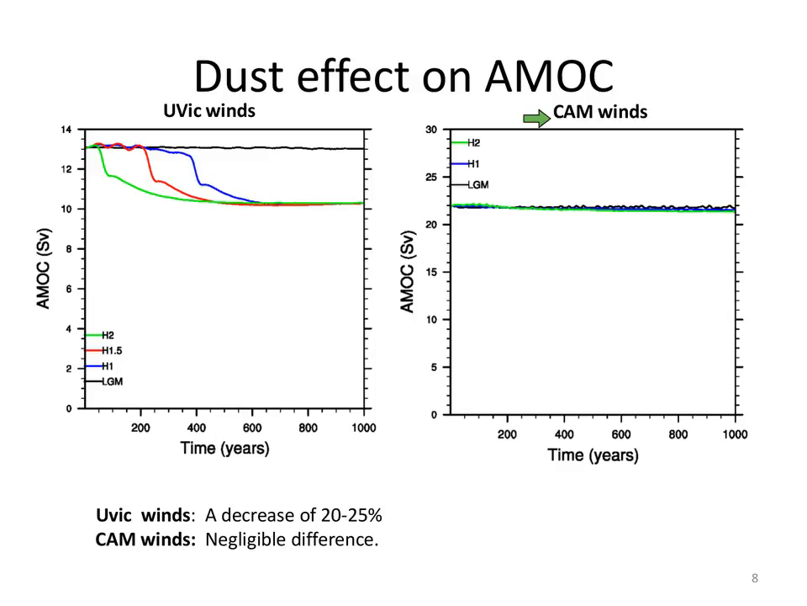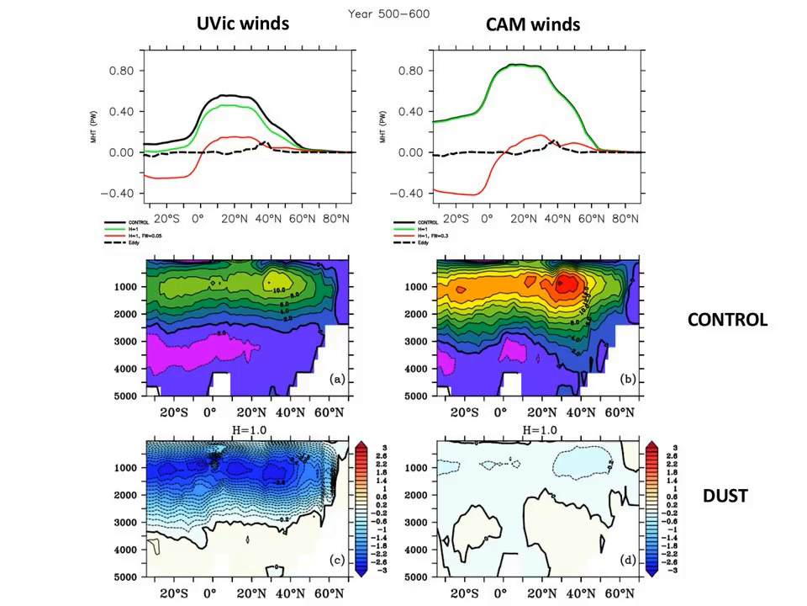And interestingly, in the CAM winds we have a much stronger AMOC, about 22 Sverdrups, so it's stronger than the present day AMOC, and the effect of dust is almost negligible under H equal to 1 and 2. So we try to understand these effects, and we look at the difference between the model under UVic winds and CAM winds.